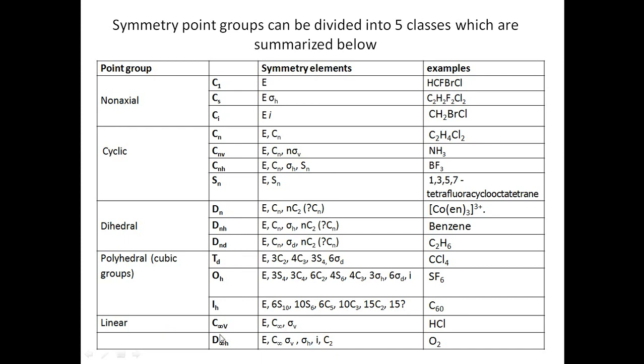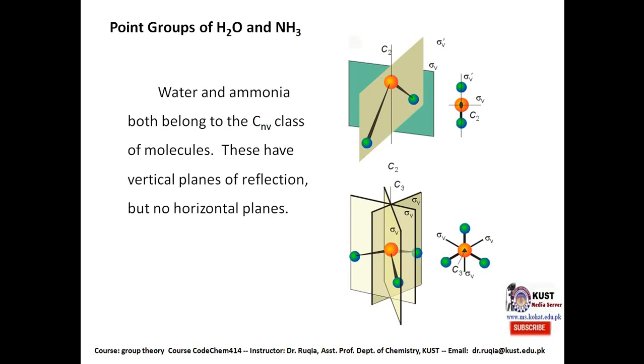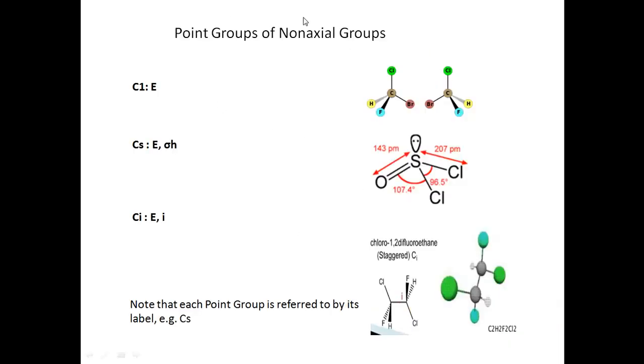The last class is the class of the linear molecules. In the linear molecules, we have the two classes, C infinity V and D infinity H. The infinity is there because the linear molecule possesses an infinite axis of rotation. In the C infinity V group, we have identity, C infinity rotation axis, and the sigma V, which is a vertical plane. Example of it is hydrochloric acid. It can be any heteroatomic molecule which has a linear shape. The D infinity H possesses an infinite rotation axis, sigma V, sigma H, and also center of inversion, and maybe it possesses C2. Example I have taken here is oxygen, but any homoatomic molecule can be placed in this group.